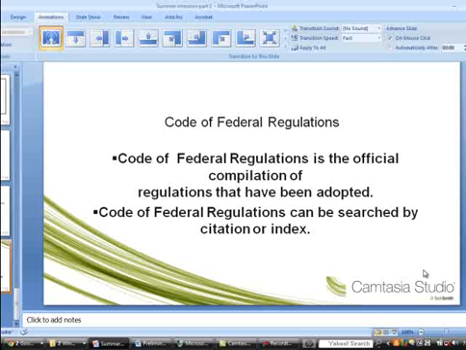The easiest way to use the CFR in print is to browse by title. Alternatively, the index volume can be used.